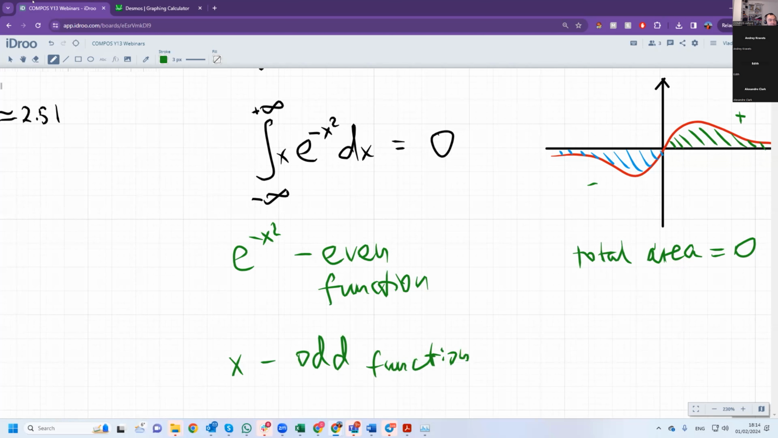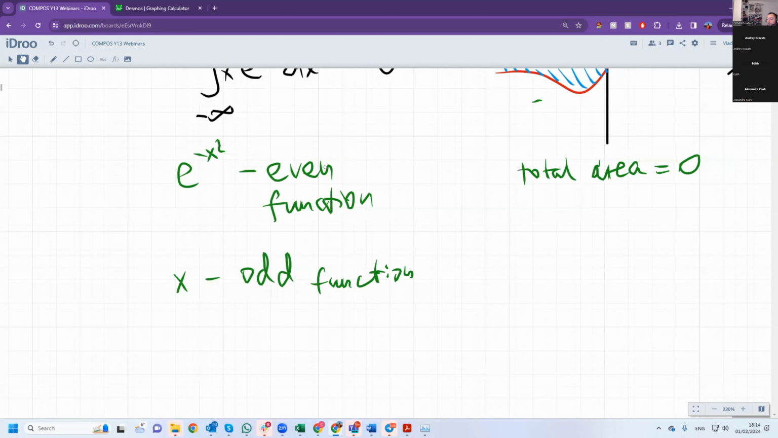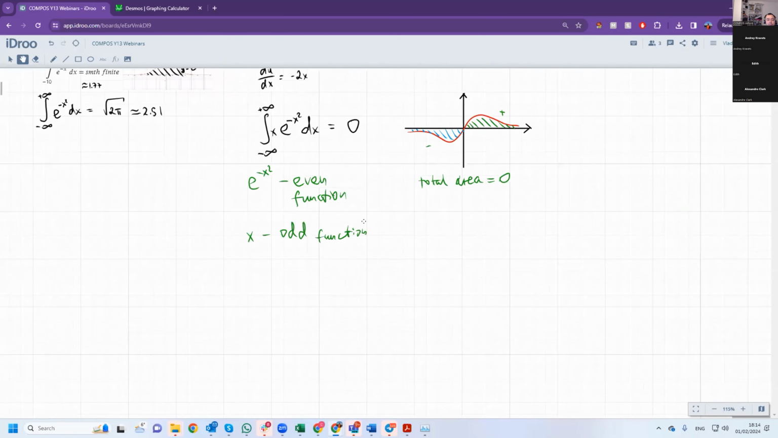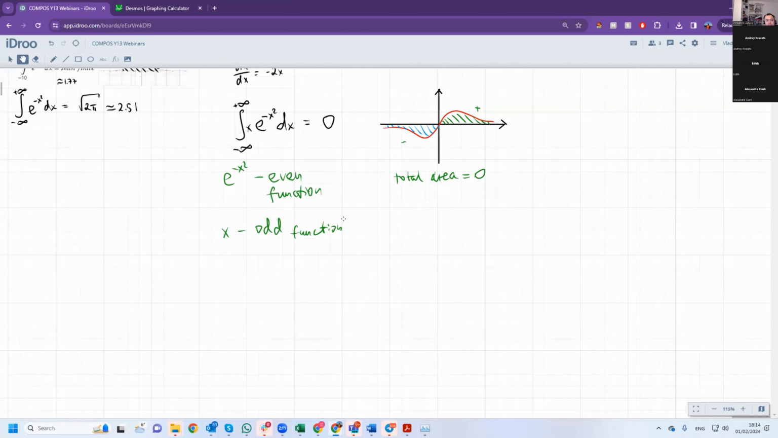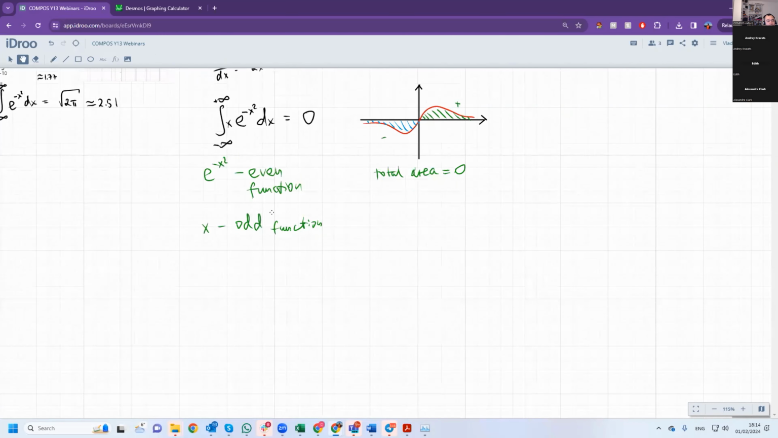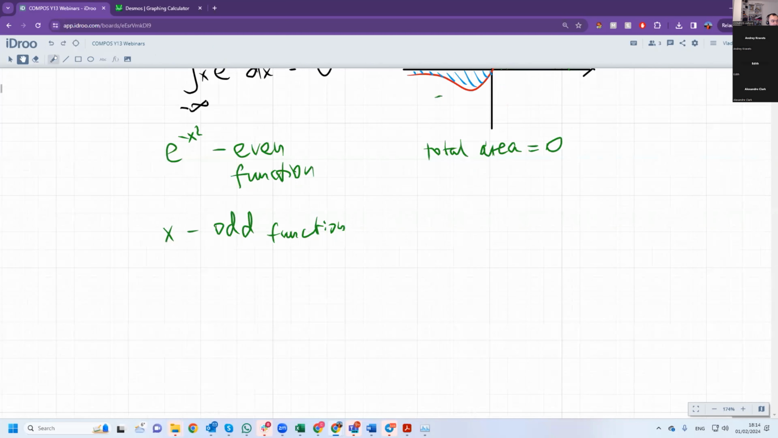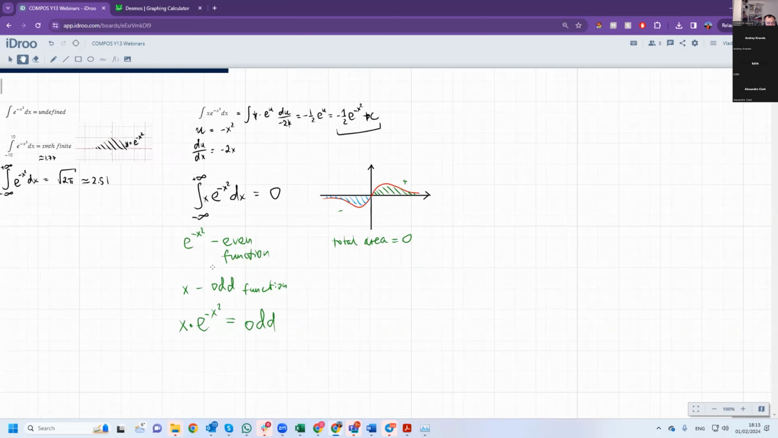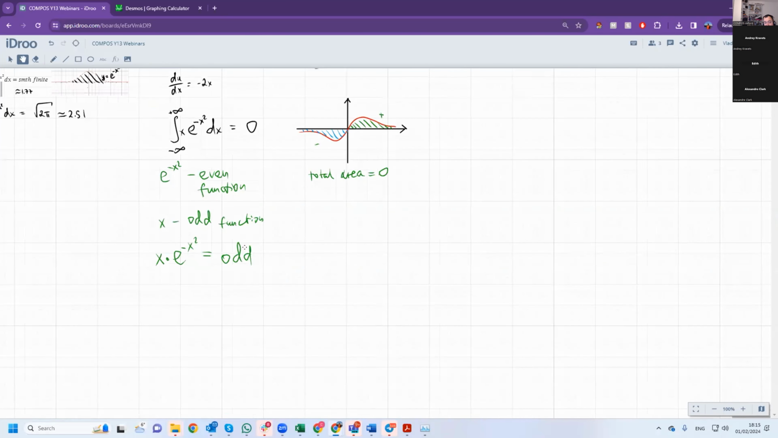Is there anyone here who does not know what an even and an odd function is? I'm happy to explain. If you multiply an even function by an odd function, odd times even makes an odd function. So you can figure out a general rule: the integral of an odd function is 0.